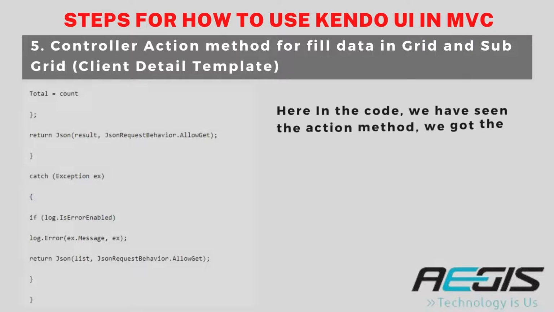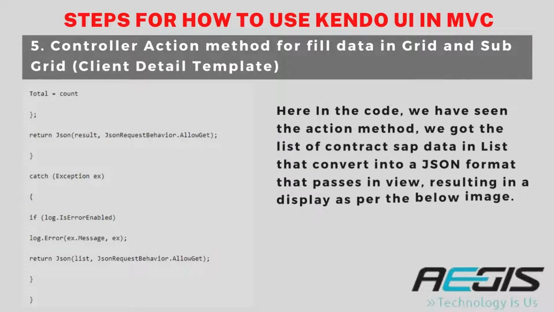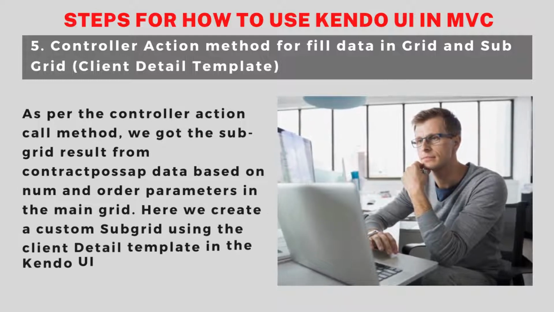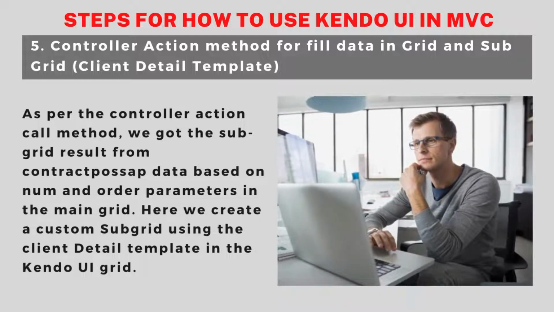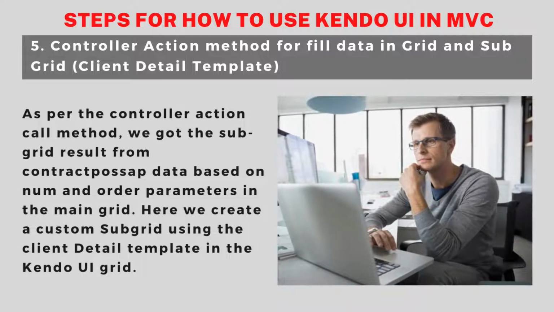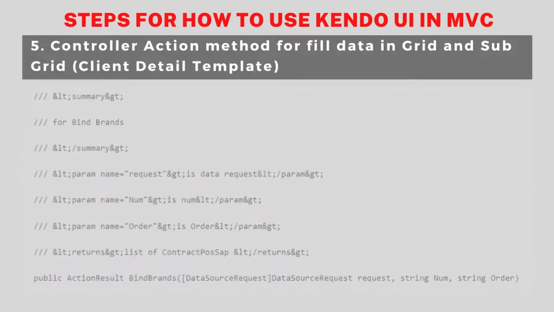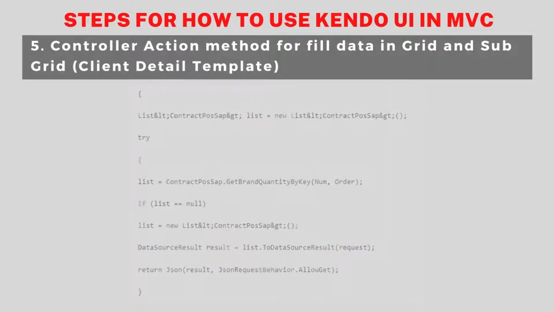Here in the code, we have seen the action method. We got the list of contract SAP data in list that convert into a JSON format that passes in view, resulting in a display as per the below image code. As per the controller action call method, we got the subgrid result from contract POSAP data based on num and order parameters in the main grid. Here we create a custom subgrid using the client detail template in the Kendo UI grid.